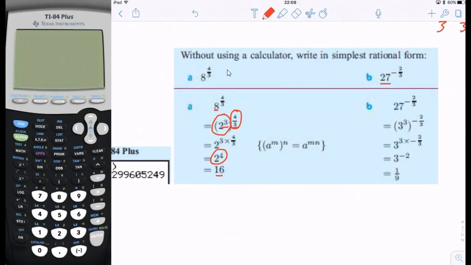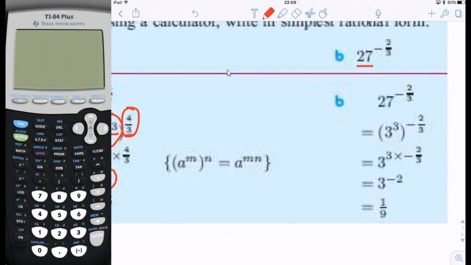What about the next one? 27 to the negative 2/3. 27 can be rewritten as 3 times 3 times 3 to the negative 2/3 power. Since this is an exponent to an exponent, I can multiply these two together. 3 times negative 2/3 gives me negative 2. 3 to the negative 2 means it's 1 over 3 squared, which is 1 over 9.